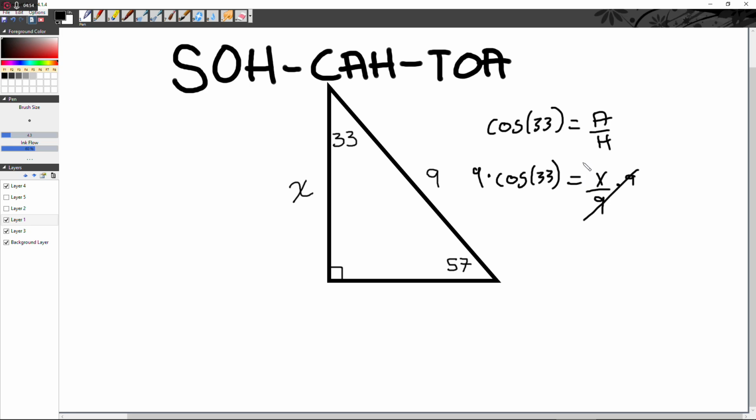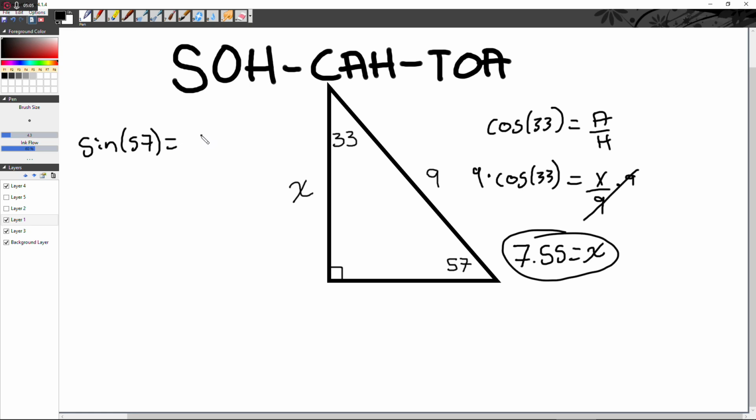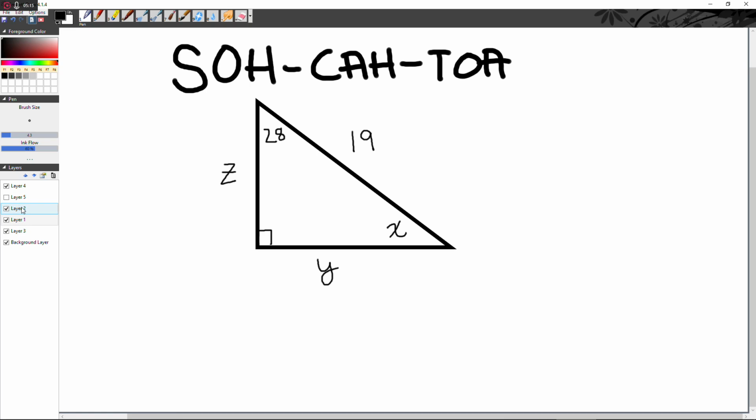If you do that on your calculator, you're going to get 7.55 equals x. If you decide to do the sine of 57 instead equals x over 9, you will also get 7.55. Okay, let's take a look at another example.